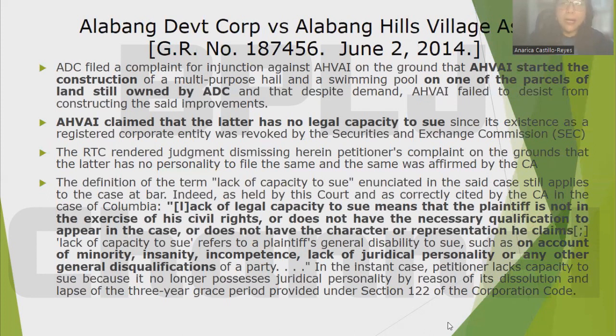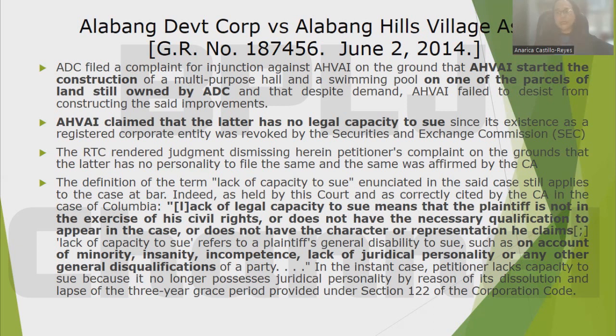Okay, we have the case of Alabang Development versus Alabang Hills Village Association. ADC filed a complaint for injunction against Alabang Hills on the ground that Alabang Hills started the construction of a multipurpose hall on one of the parcels of land still owned by ADC, or Alabang Development. Alabang Hills claimed that the latter had no legal capacity to sue, since its existence as a registered corporate entity was revoked by the SEC. So we are referring here to capacity, which is one of the matters which must be alleged in the pleading.